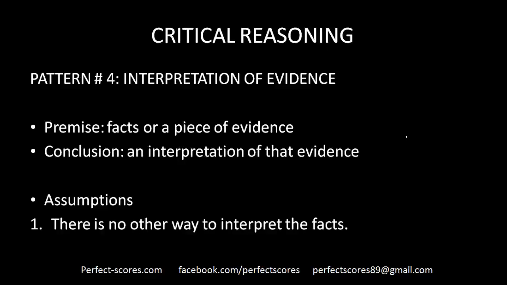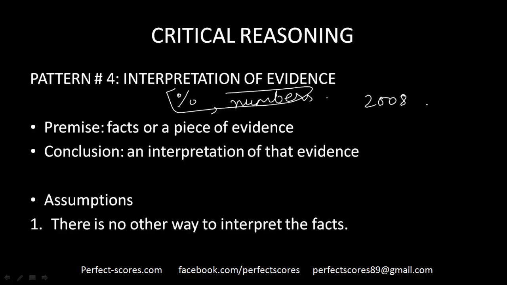The next one is interpretation of evidence. Usually in these kinds of arguments, you find a lot of numbers, percentages, and ratios given to you. So you have to play your way around them and try to find out what is the conclusion and what is the premise. So the premise is facts or a piece of evidence. For example, if I say in 2008, 20% of the class failed, while in 2010, only 10% of the class failed. So the conclusion will be a particular interpretation of that evidence.